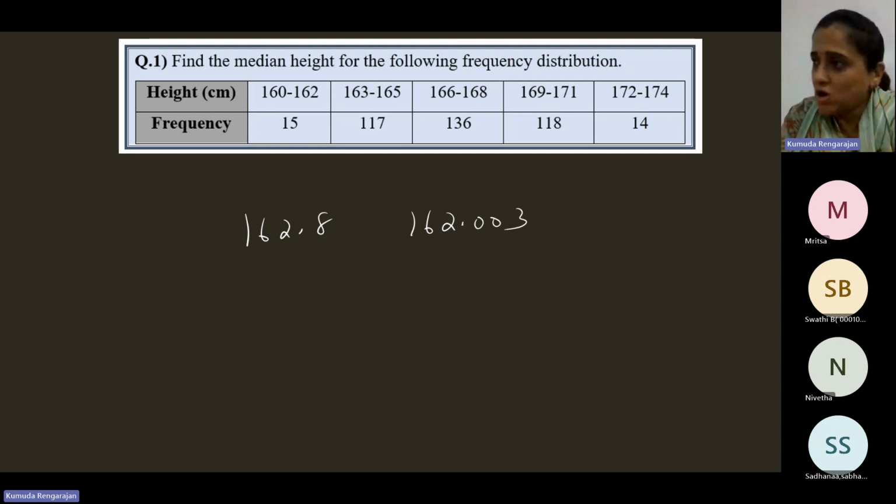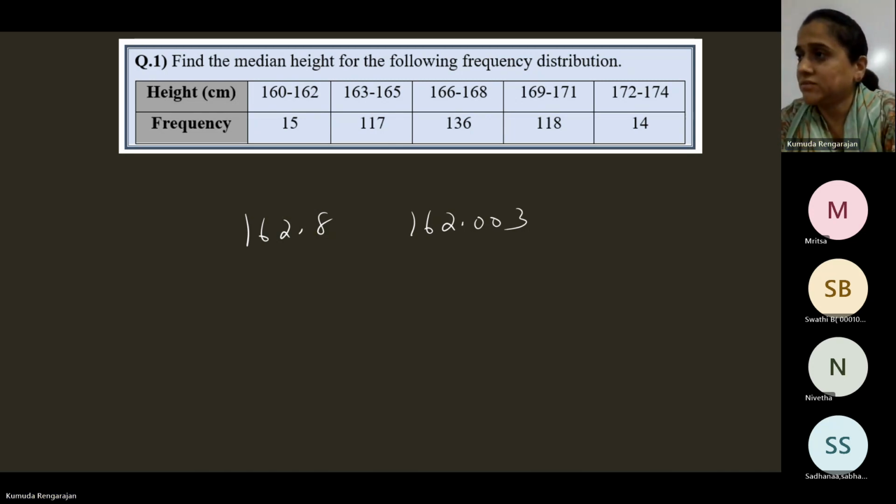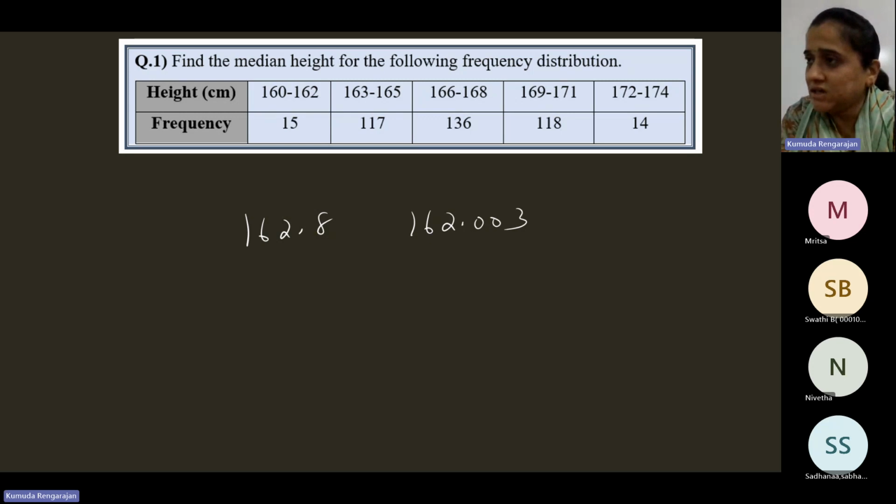The class intervals are not continuous, right? There's a break. After 162, it is 163. So there's a break. Remember, to find median, you'll have to make the class intervals continuous. When the class intervals are not continuous, to find median and mode, you have to make them continuous. To find mean, you don't have to make it continuous. When the class intervals are not continuous, that is, they're of the inclusive series, we have 3 things, no? To find mean, median, and mode.